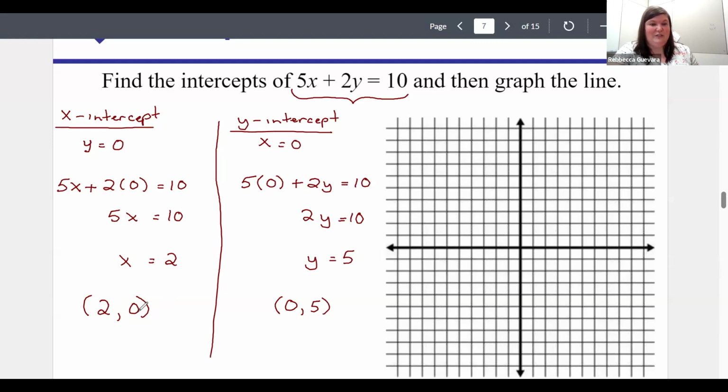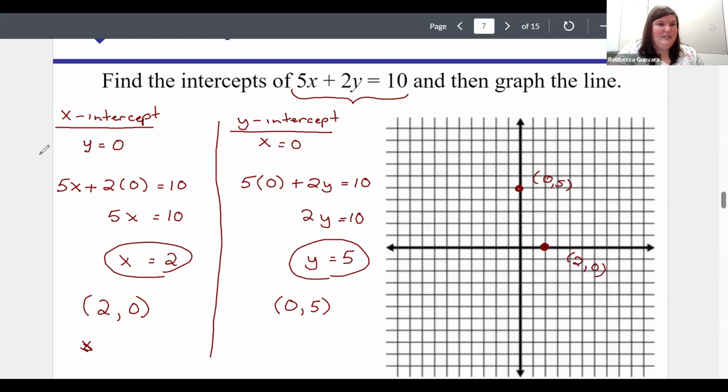So we have (0, 5). Sorry, I was pointing at the wrong one. 2, 3, 4, 5. And then we have (2, 0), 1, 2. Like I said, another way to think about that is, right here, x is equal to 2 here, y is equal to 5 here. All right, just because we're learning, I'm going to label those points. And then the rest of this is easy peasy.